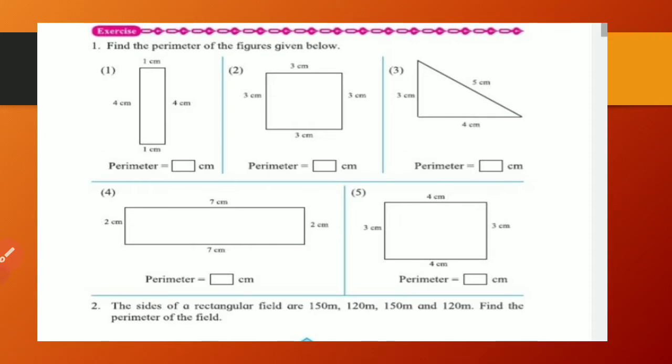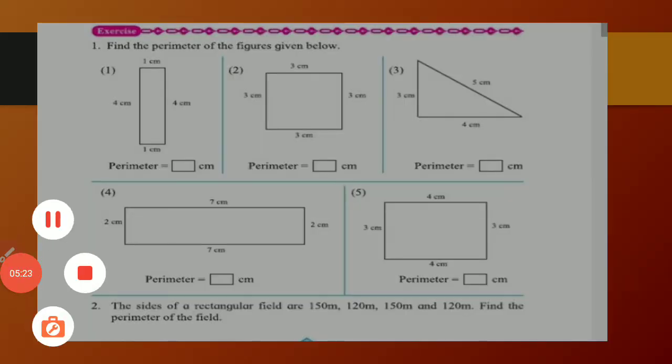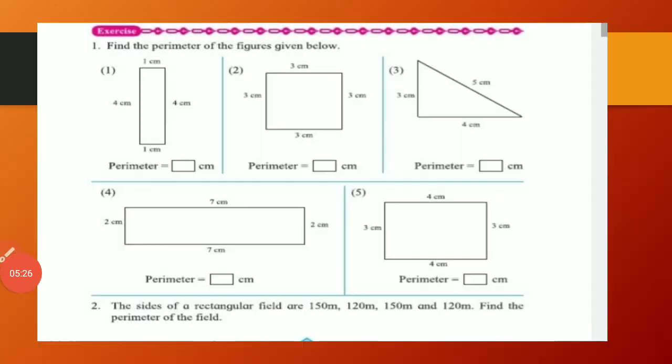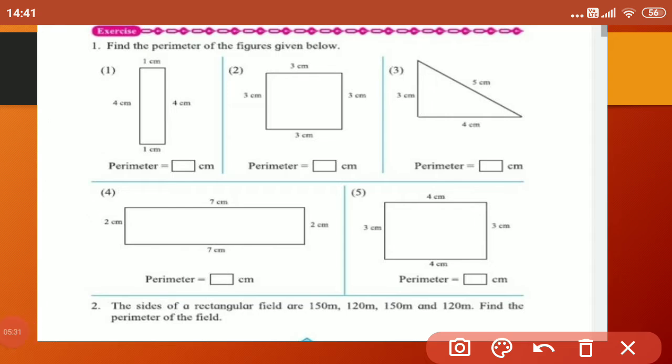Now here, find the perimeter of the figure given below. Now here, this is given in your exercise. So now let's see how to do it. In the first one, it is given here 1 centimeter breadth and 4 centimeter is the length. And in a rectangle, the breadth is the same, that is here it is 1 centimeter, then here also it is 1 centimeter. The length is 4 centimeter, here also 4 centimeter.